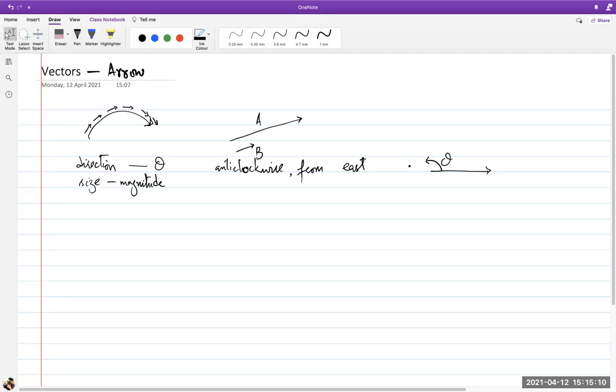You might have studied about bearings in O levels. So in bearings, you just take the sense of direction from north instead of east or anything. Okay, so that again has its own merits. So just like that, this is another way of measuring it, and that's how you will usually state it in the exam. So magnitude is basically the length.